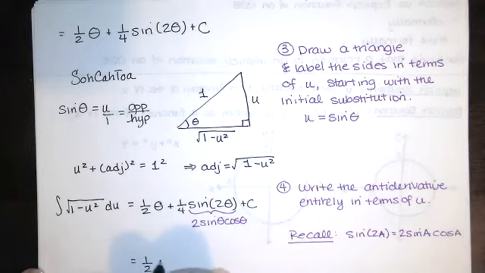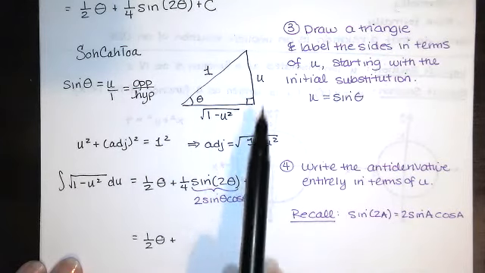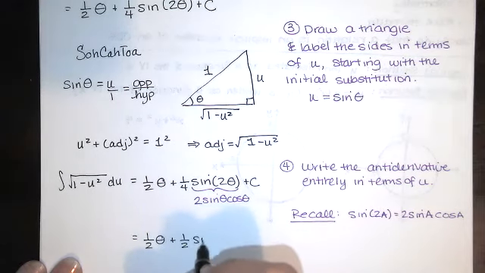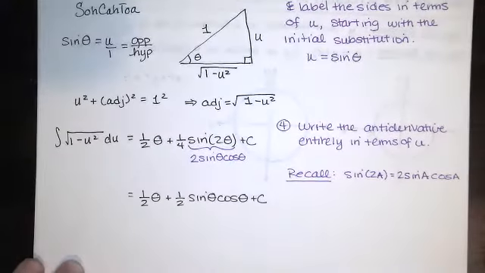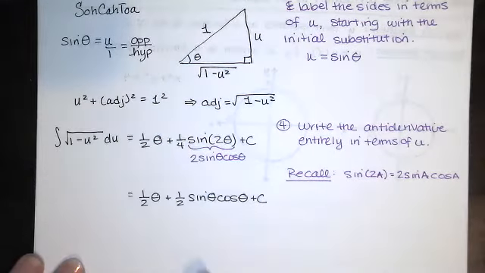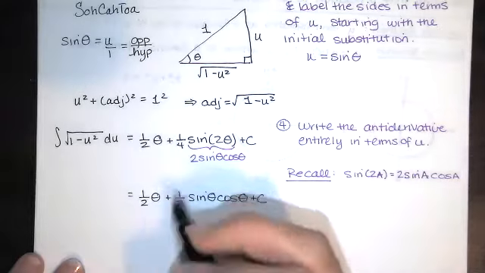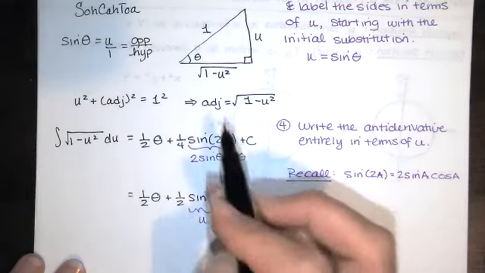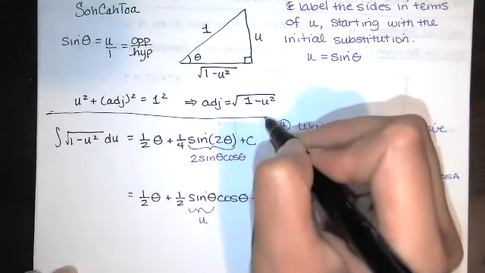And now we're talking. Now I can write sine of theta and cosine of theta using that triangle and write it in terms of u. 2 times 1/4 is 2/4 or 1/2. And now we're here. Okay, so let's go back to our triangle. I need sine in terms of u, and turns out that sine of theta is just u over 1. Now cosine is adjacent over hypotenuse.